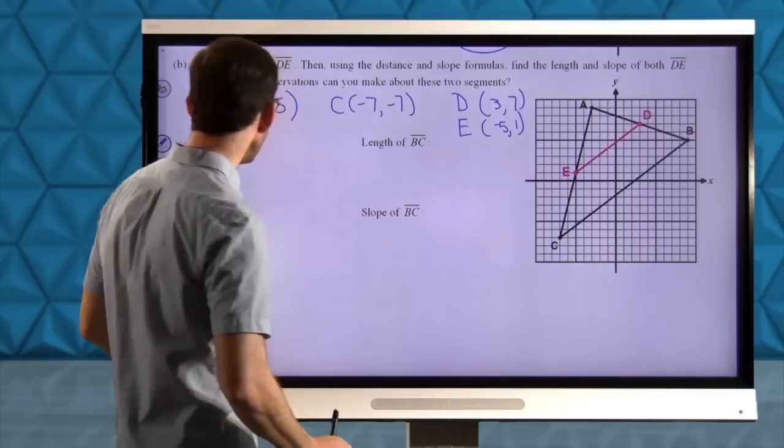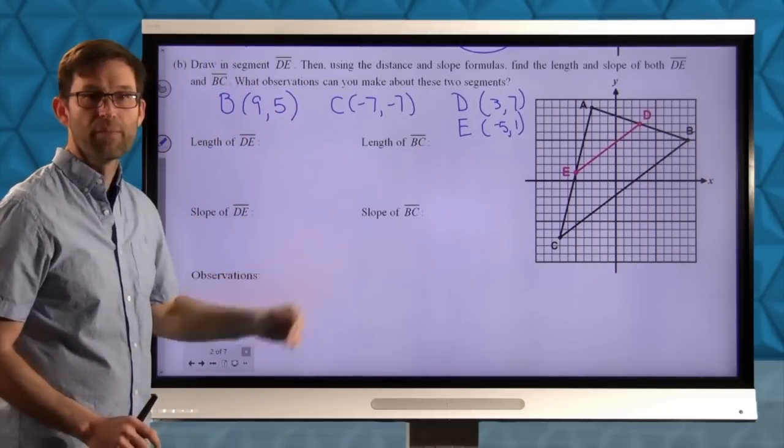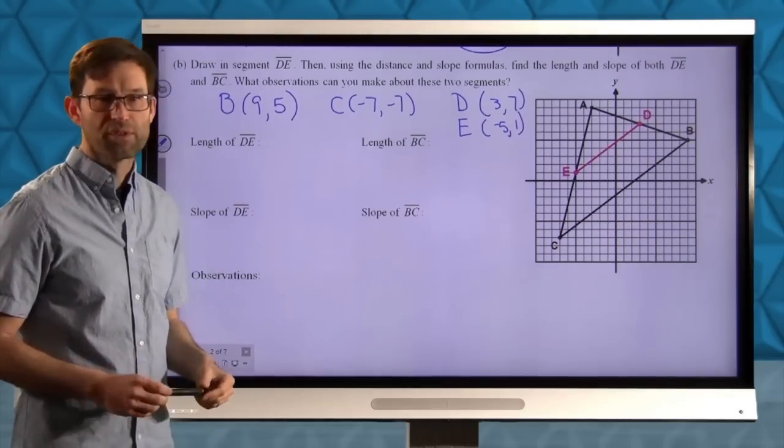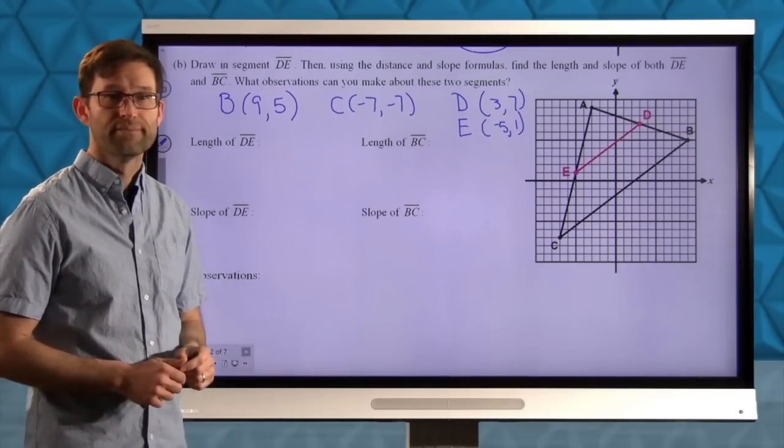Okay, so we want the length of DE, the slope of DE, the length of BC, and the slope of BC. Pause the video now and work through all 4 of those calculations, and then if there's an observation you can make, go ahead and do so.